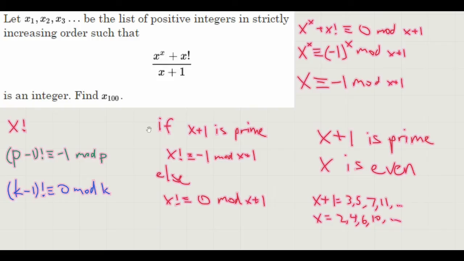If x is equal to 1, then we can have x^x also be congruent to -1 mod x + 1, and still have x^x + x! be congruent to 0, because we're doing mod 2. If you subtract 1 or add 1 from 1 mod 2, you still get 0 mod 2. So we need to check x equals 1 and see if that gives an integer. And sure enough, (1^1 + 1!) / (1 + 1) is an integer. It's equal to 1. Therefore, we have the special case x equals 1.